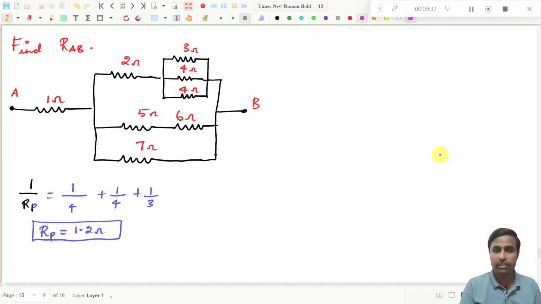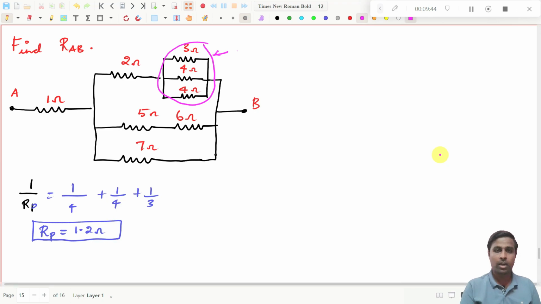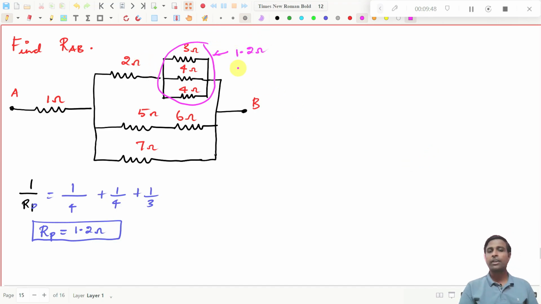I will mark here this whole term. What happens to this? This is nothing but effective resistance, which will be 1.2 ohms. Now you see these two resistors. I don't need to write the formula anymore. It is not necessary. How are these two connected?